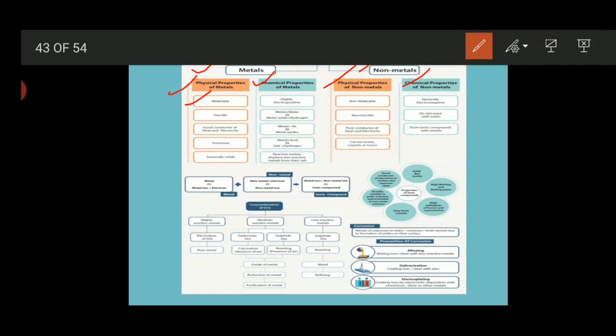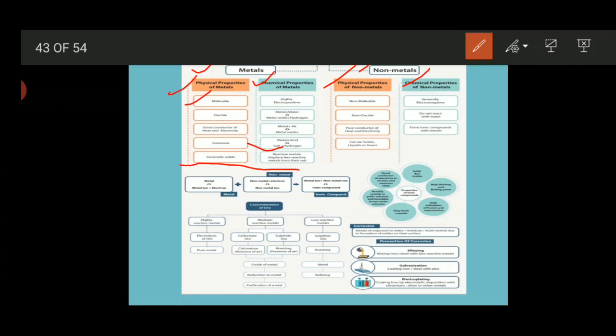Similarly, for the chemical properties of metals, they are electropositive in nature, which means they have a tendency to lose electrons and form positive charge. Whenever a metal reacts with water, it forms metal oxide along with hydrogen gas. Whenever a metal reacts with air, it forms metal oxide. Whenever a metal reacts with acid, it gives us salt and hydrogen gas. Similarly, a reactive metal has the tendency to displace a less reactive metal from its salt solution.